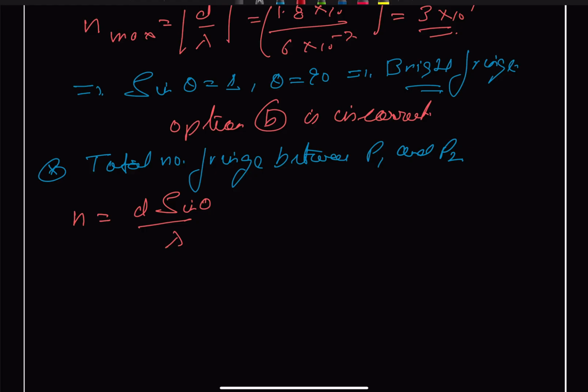At theta equal to 90, our value of n we just calculated, it is the same repetition: 1.8 into 10 to the power minus 2 divided by 6 into 10 to the power minus 7, and this gives us 3 into 10 to the power 4. And the total circle is going to have 2 into 3000.